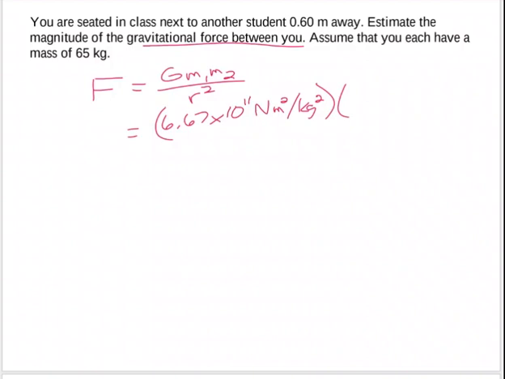Okay, so we have 65 kilograms times 65. That's going to be squared because we have two of them, right? Yep. And then divided by 0.6 meters, squared. I'm just going to write it down. Kilograms squared, meters squared. Okay, and we're just going to type all that into our calculator and get an answer.